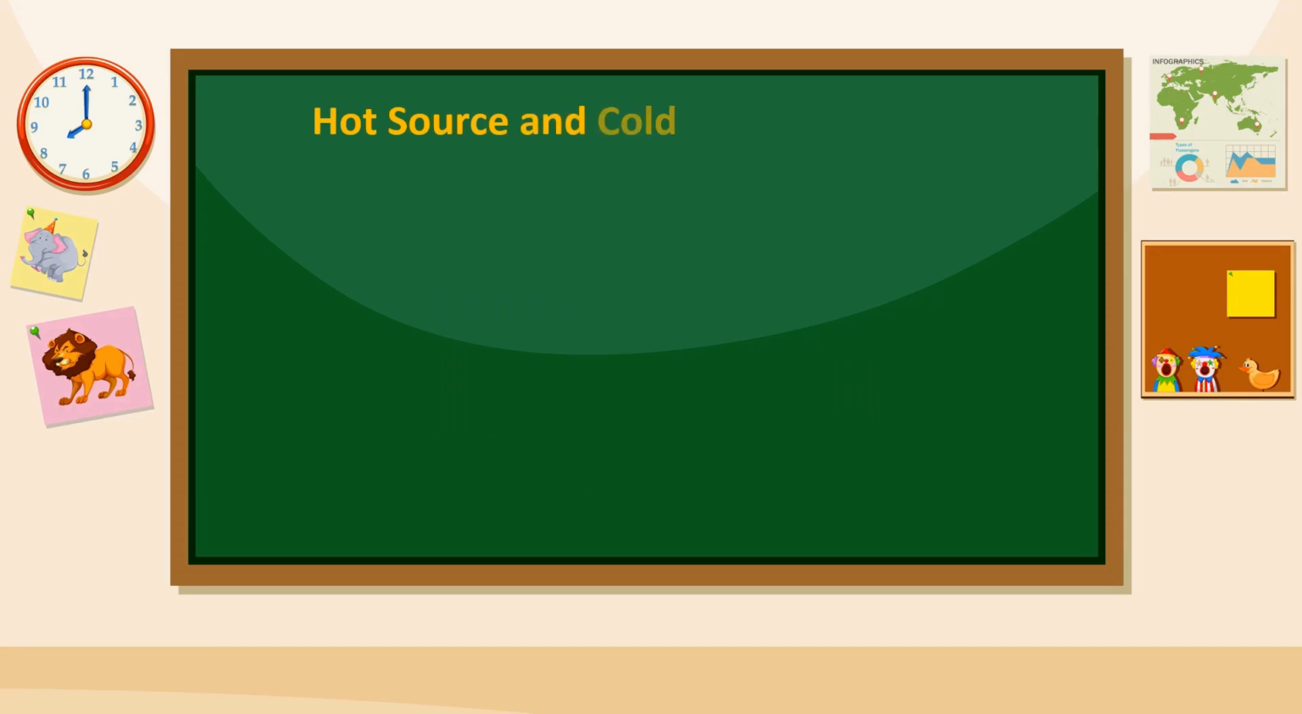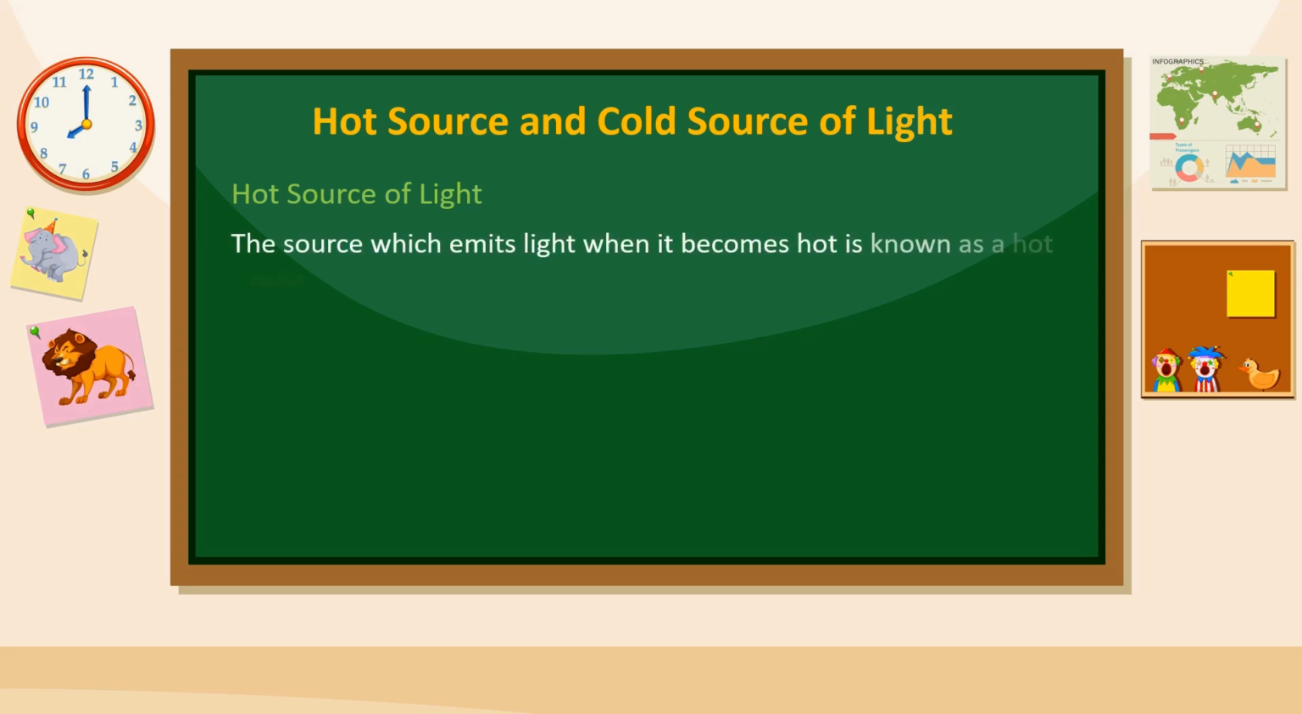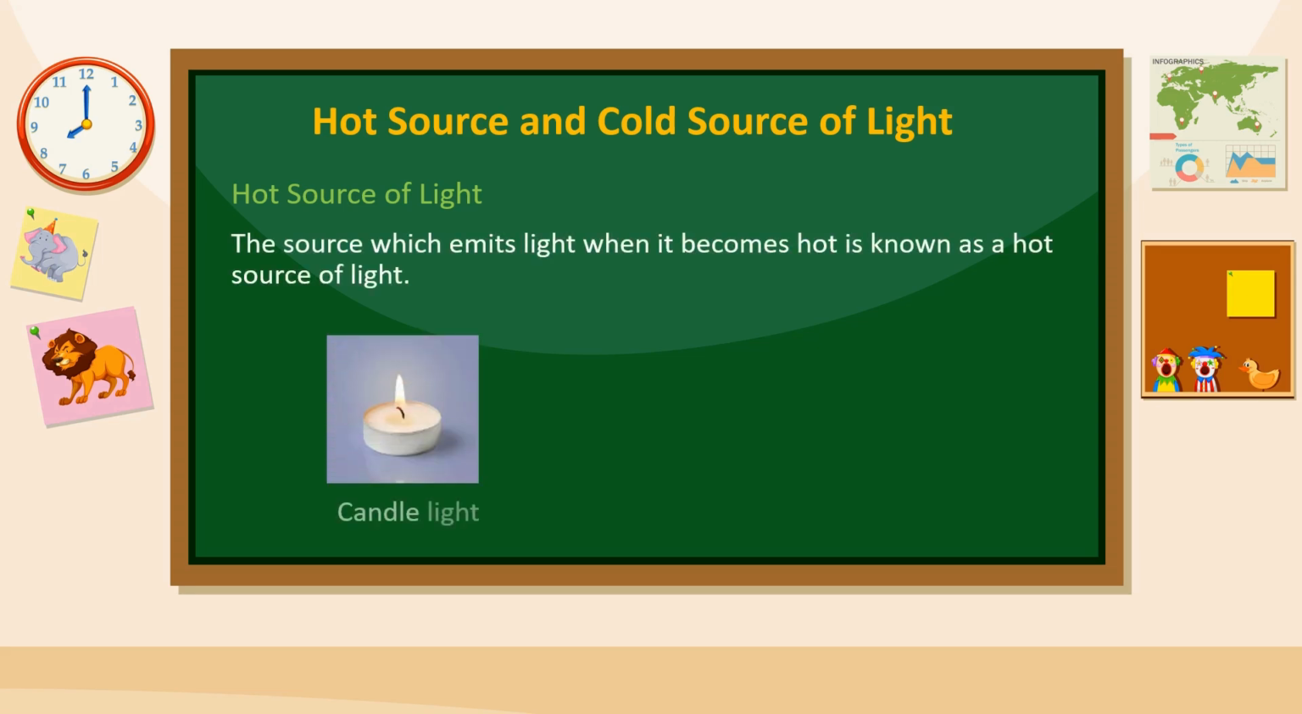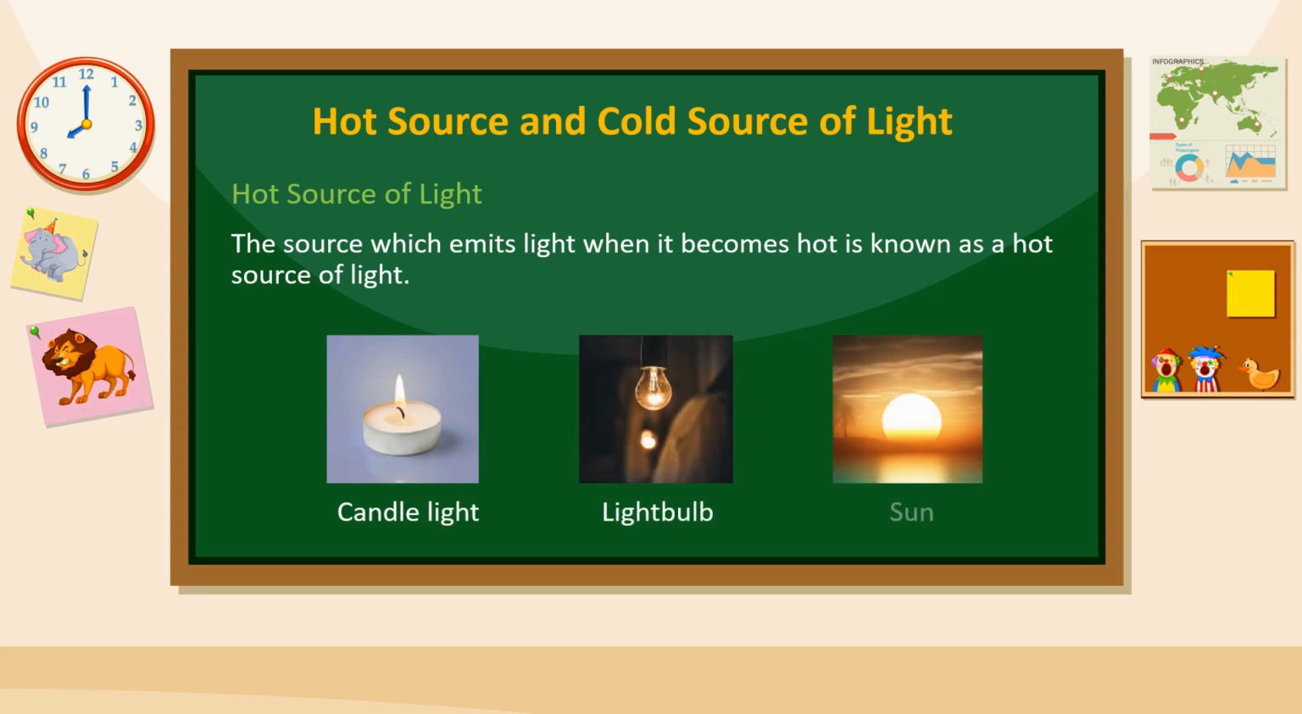Hot source and cold source of light. Hot source of light. The source which emits light when it becomes hot is known as a hot source of light. Candle light. Light bulb. Sun.